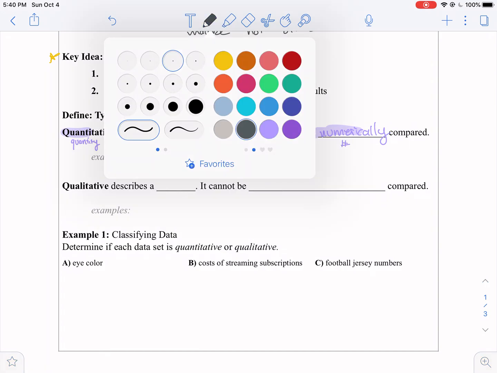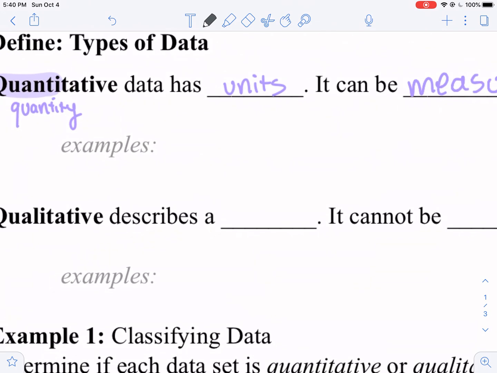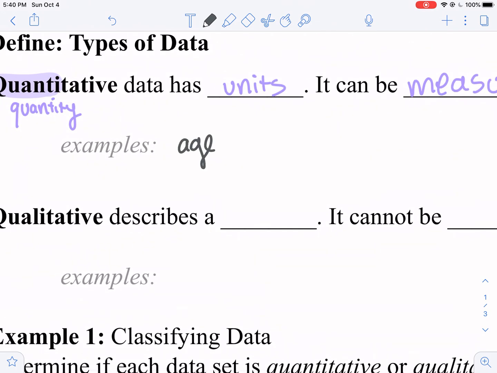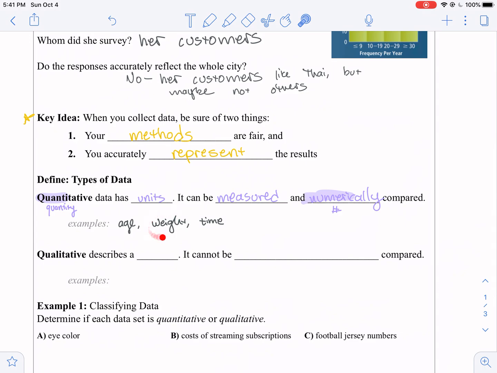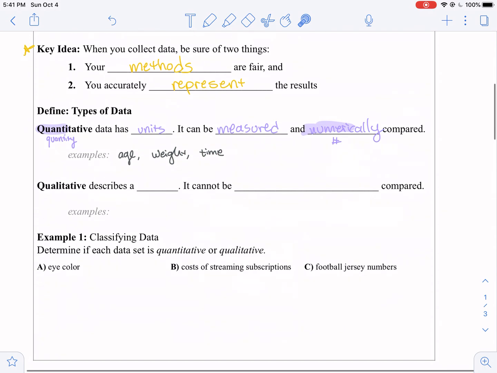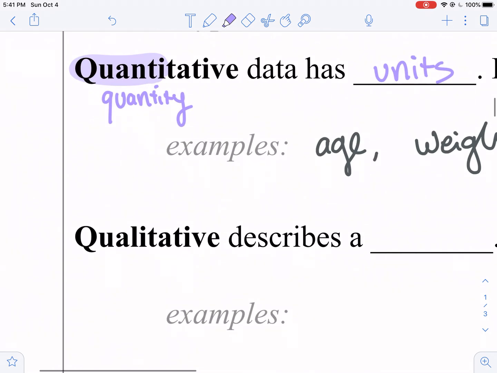Examples of quantitative data are things like your age. You could be 14 years old. Your weight, you could be 120 pounds, or the time it takes to do something like 17 minutes, right? You can say I'm older or younger. I can easily measure someone's weight or time. That's quantitative data.